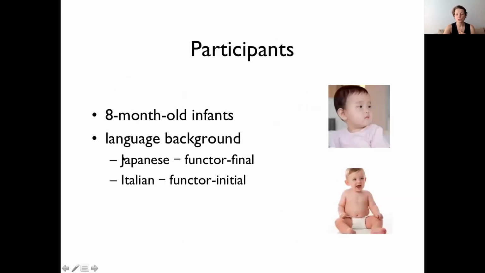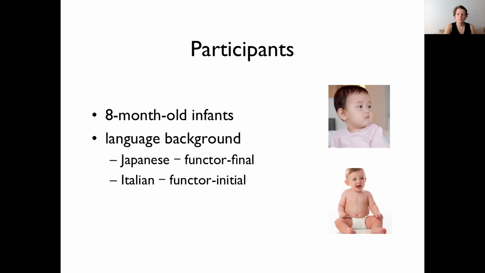And crucially, of course, we tested babies with different native languages in terms of word order. And so you could guess already from the examples I gave you, we tested a group of Japanese babies and a group of Italian babies. So Japanese is functor final, so frequent elements are at the end. Italian is functor initial, frequent items are at the beginning. And they were 8-month-olds, so crucially pre-lexical. They don't really have a serious vocabulary at this point.